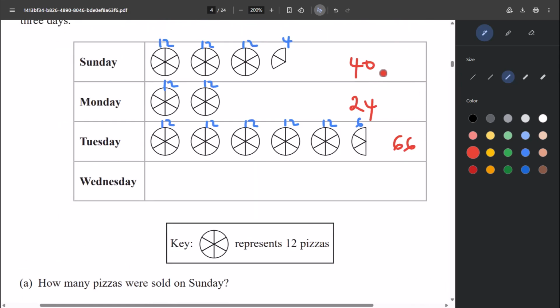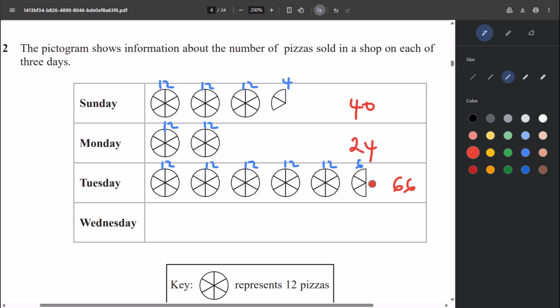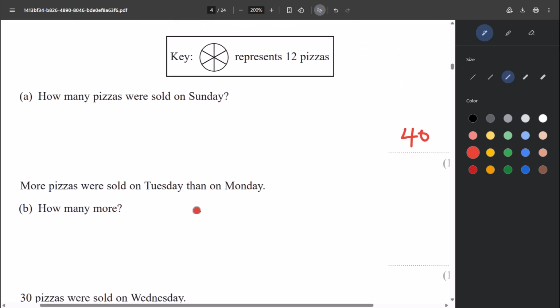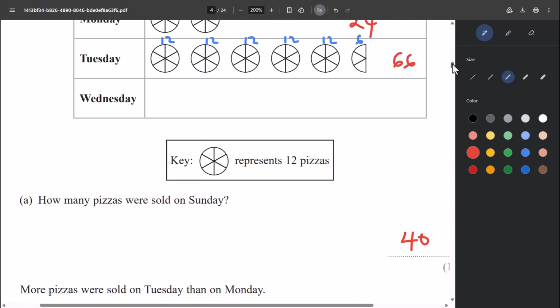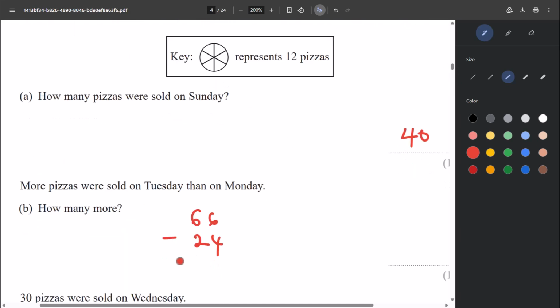Okay, Tuesday and then Monday. Tuesday has 66 pizzas and Monday has 24 pizzas. So what we're gonna do is 66 take away 24. Again, just to be very sure, we're gonna subtract this. We have 2 and then you have 4. So by how many more? I think that's gonna be by 42.